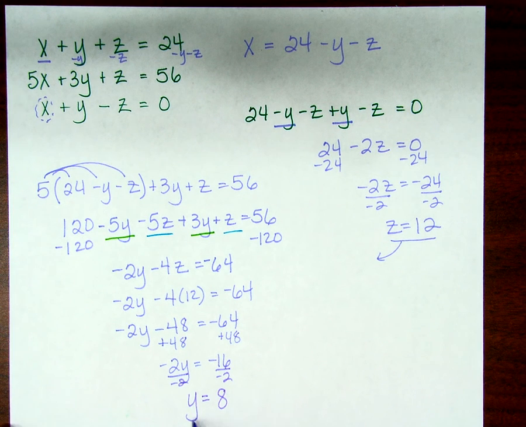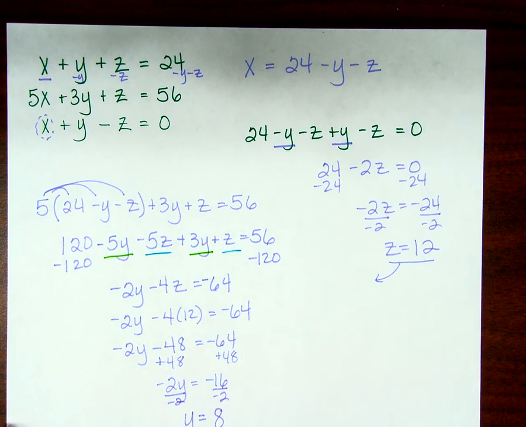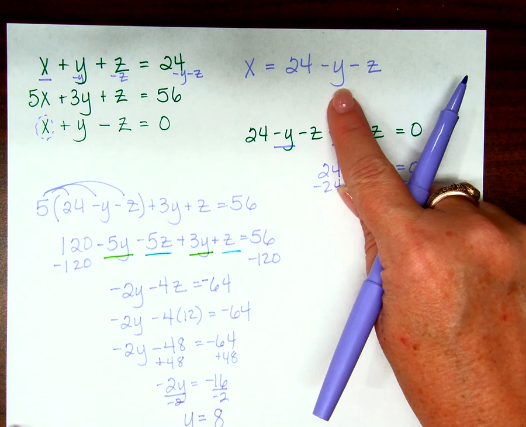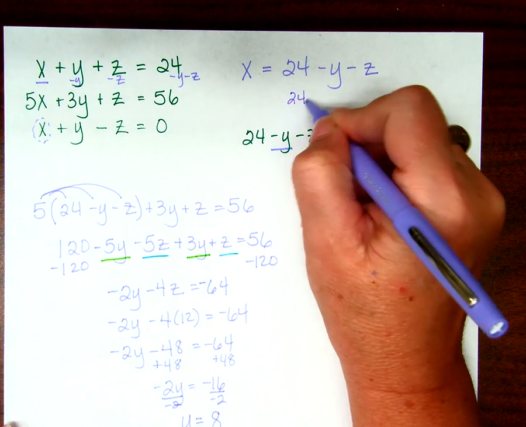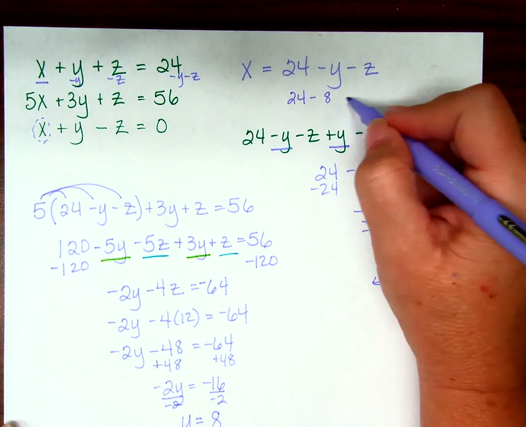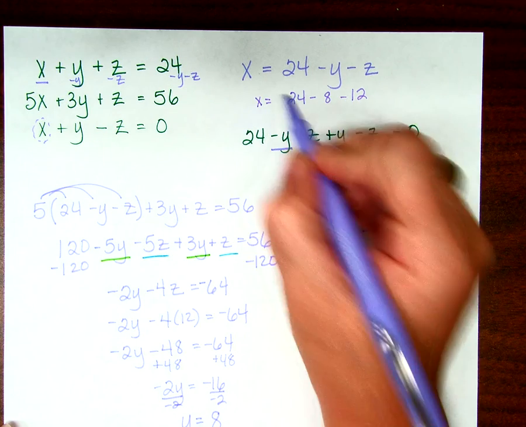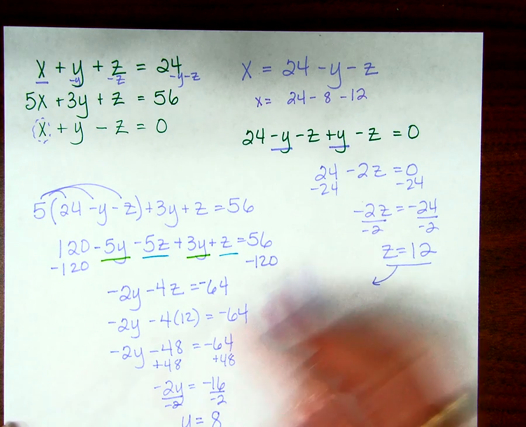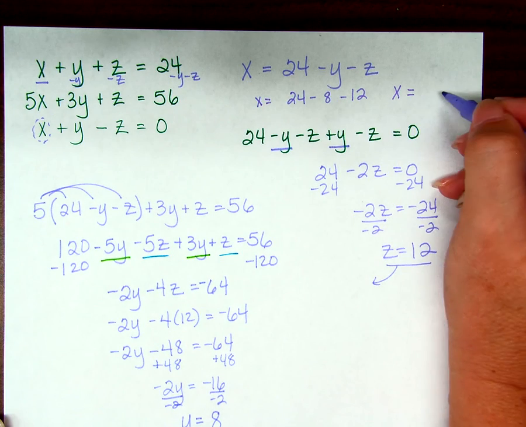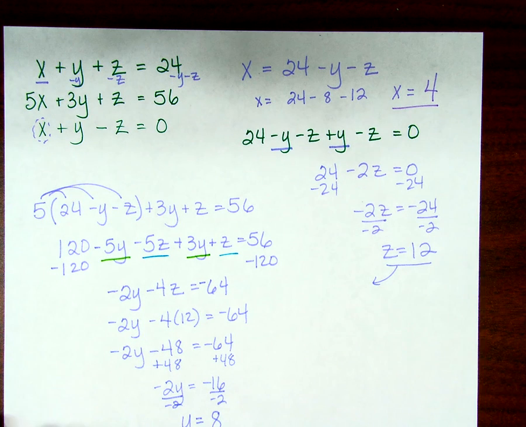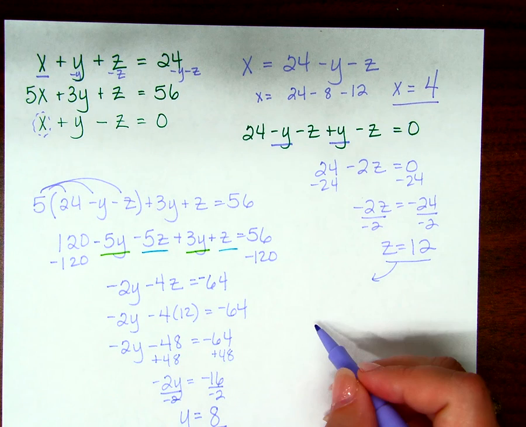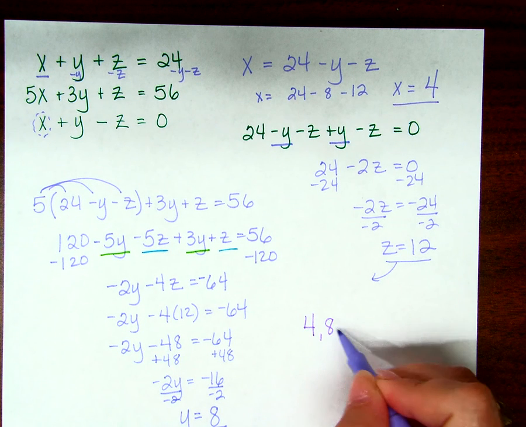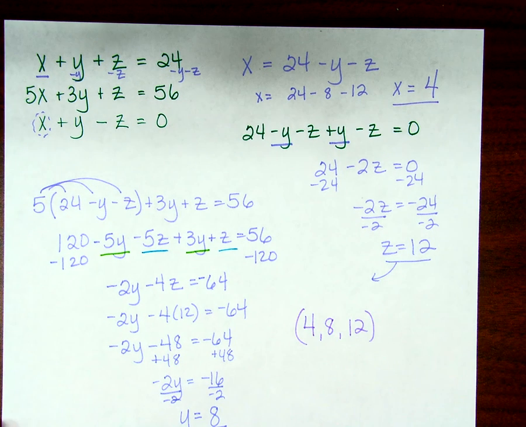Now what? We could plug it into the x right up here, right? x is already solved for. Let's go up there. 24 minus 8 minus 12. x equals 4. So what's my answer? 4, 8, 12. Is it correct?